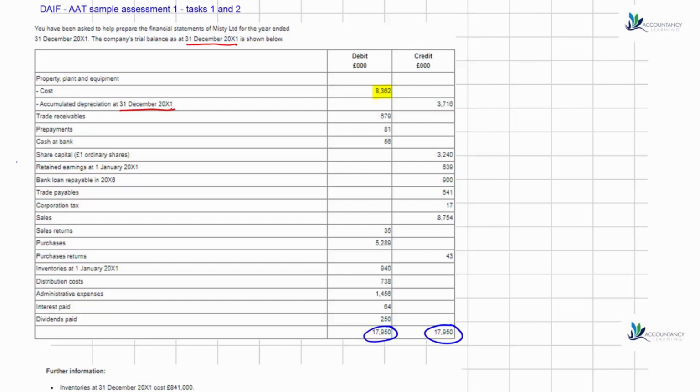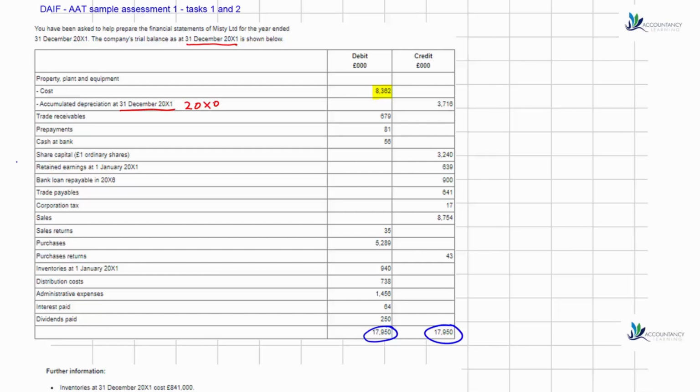Although in your assessment, one of the further adjustments you may need to make is to calculate depreciation. And the hint will be that in the trial balance, it would give us a date from a year ago. So this would be 20x0 rather than 20x1. And that's telling us, oh, well, we need a further year of depreciation.